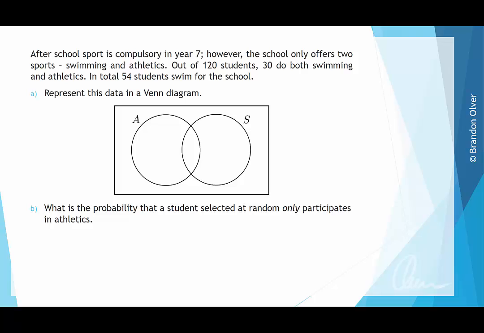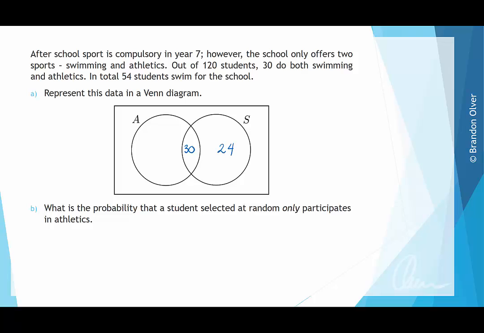So we know straight away that 30 do both swimming and athletics. So the overlap of those two circles, the intersection, is going to be 30. Then for the entire circle, which represents swimming, we need 54 students in that. So we've already got 30 in the intersection, so there would be a further 24 students, which we can do 54 take 30 to get 24, that only swim.